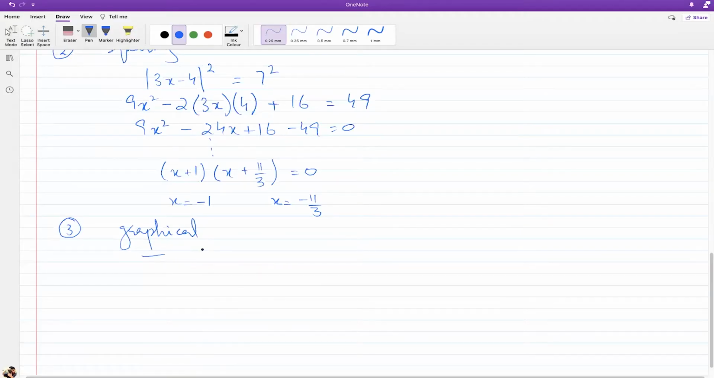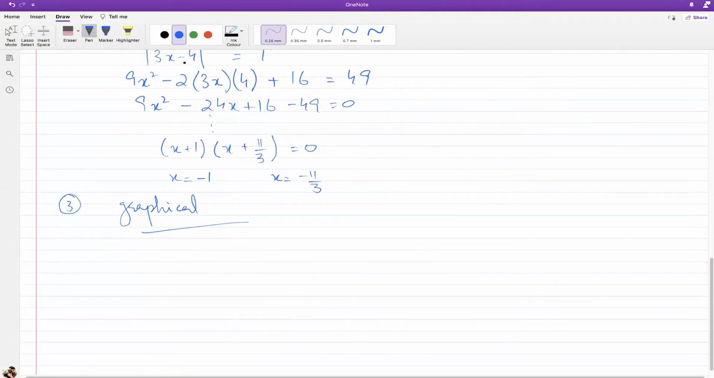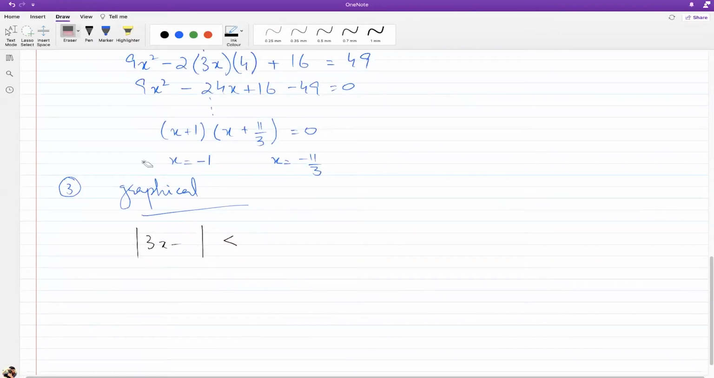What if we have inequalities? Then we know how to deal with inequalities, right? Let's suppose this same question was coming, 3x minus 7 is less than 7. Oh, sir, less than, what was it? 3x minus 4 is less than 7. Let's suppose this comes.